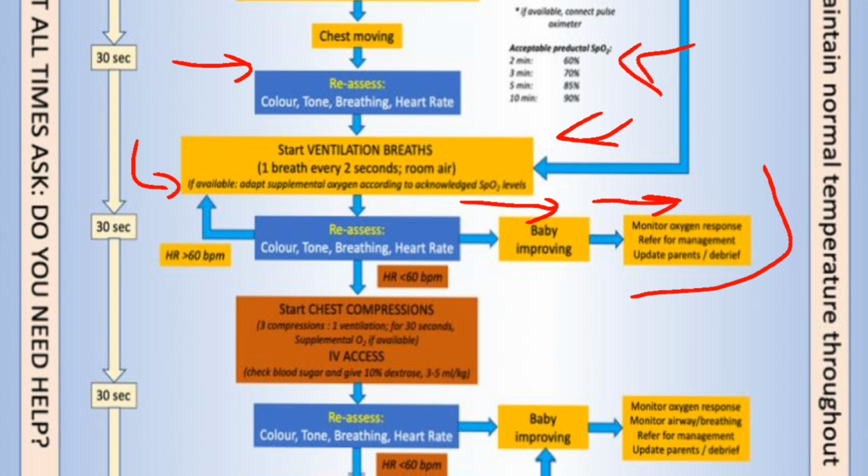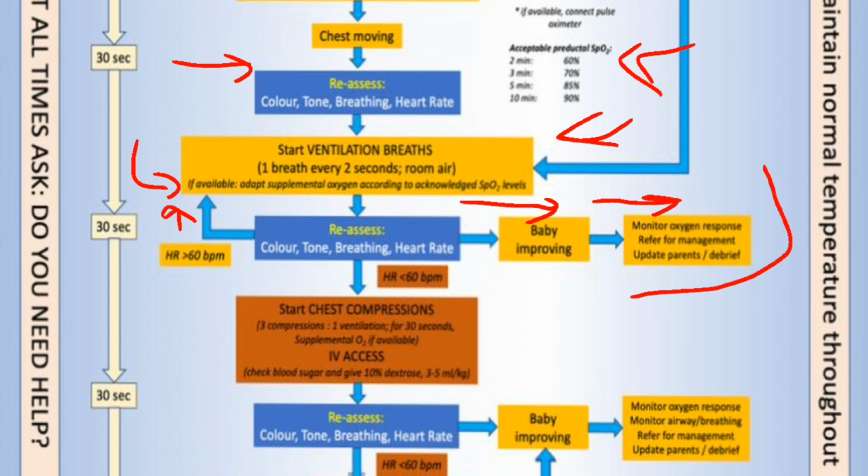Okay, then as you are resuscitating, if the heart rate is more than 60, then you can continue with the ventilation breaths. There's no need of going to the next step, which is chest compressions. So if the heart rate is more than 60, just continue with the ventilation breaths, one breath every 2 seconds. Then again you come back after they finish the cycle.